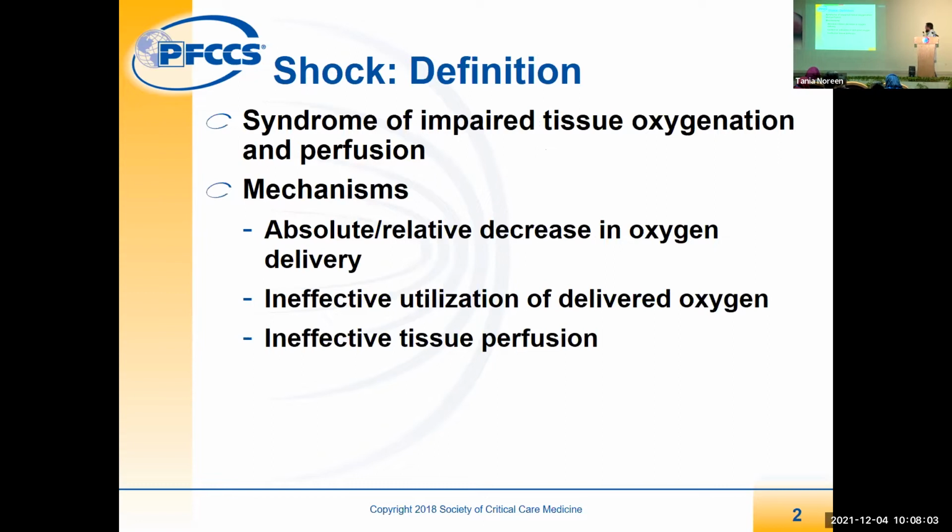So shock, we know already, it is just the mismatch between demand and supply. So it is impaired tissue oxygenation and perfusion. The shock could be just a decrease in oxygen delivery. Either the delivery is less or the demand is more. So it is a demand and supply mismatch. So we just need to either increase our supply or at the same time decrease our demand.